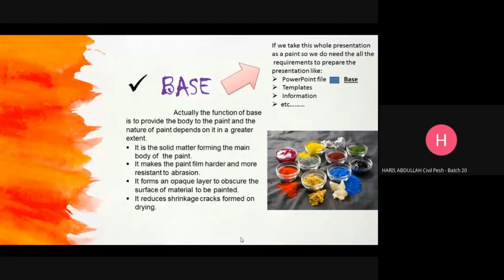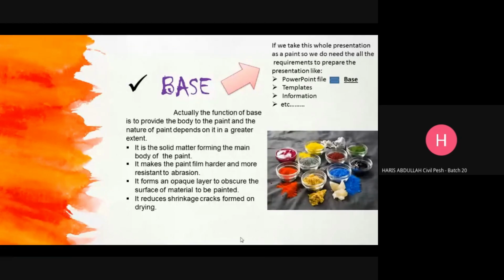So base also plays such a function in the composition of paints. So let's familiarize ourselves with the term base. A base is a solid substance that forms the body of the paint. It consists of very fine powder of a suitable material such as white lead, red lead, iron oxide, and titanium oxide, etc. The base material makes the paint films harder, stronger, elastic, and safe against cracking in moisture.